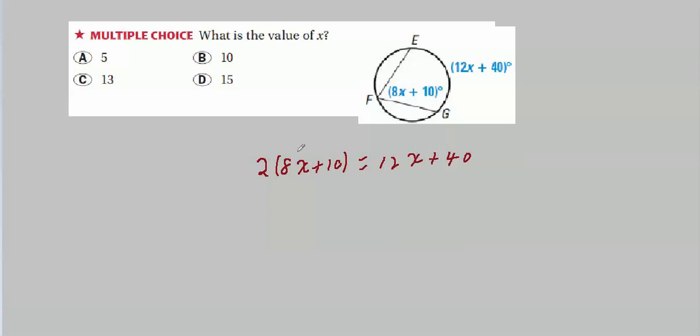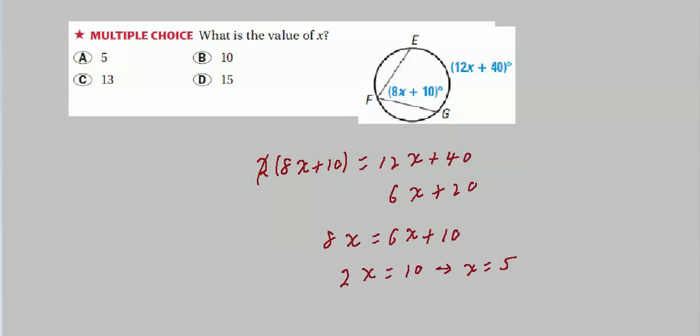For instance, we divide by 2 and get 6x plus 20 over here. Let's subtract 10 from each side and get that 8x equals... now as we finish up our algebra here, we get this, subtract the 6x and get 2x equals 10, or x equals 5. And there it is right there.